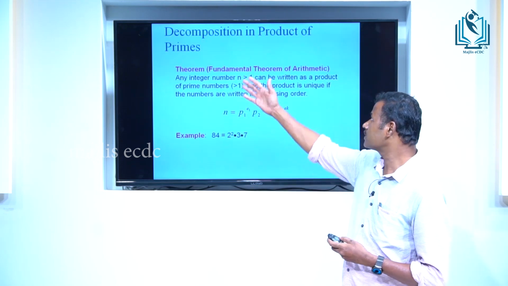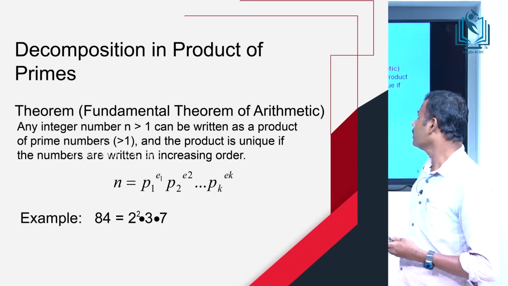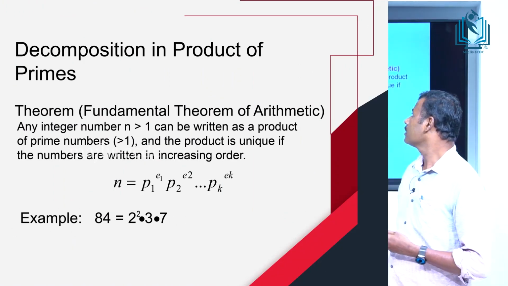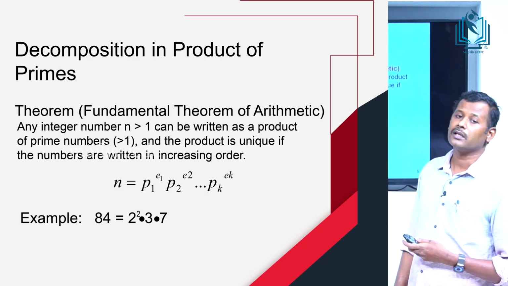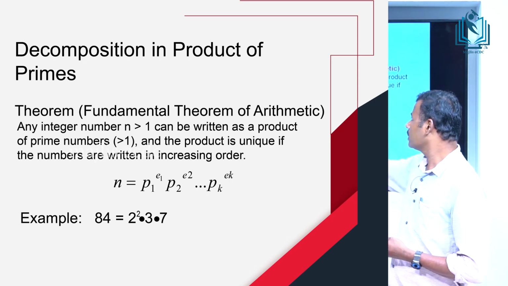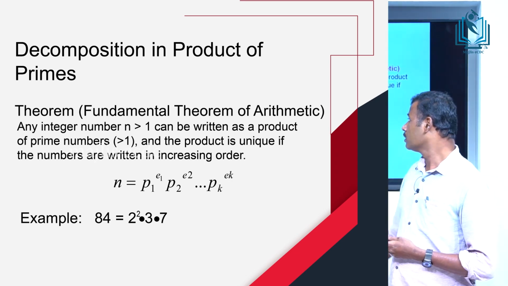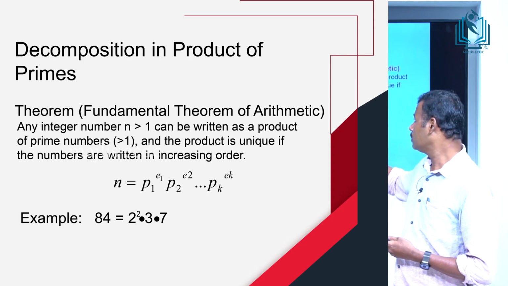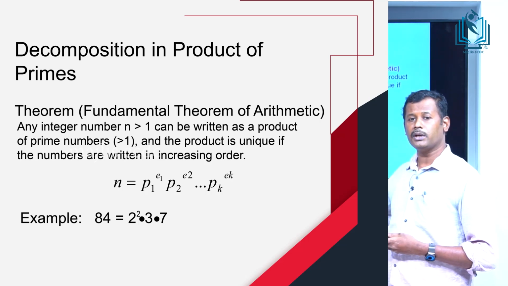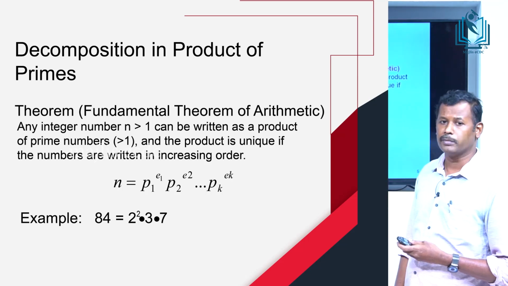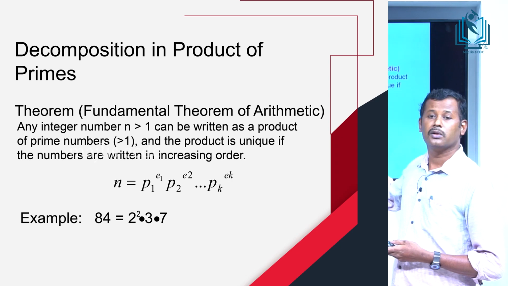Okay. Next, decomposition into a product of primes. Theorem, the fundamental theorem of arithmetic: any integer n greater than 1 can be written as a product of prime numbers, and the product is unique if the primes are written in increasing order. That means n equals p1 raised to e1, p2 raised to e2, etc., pk raised to ek. Here p1, p2, p3, etc. all are prime numbers. Example: 84 is 2 squared into 3 into 7.